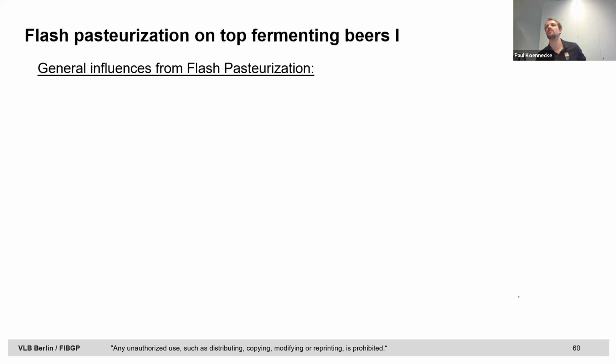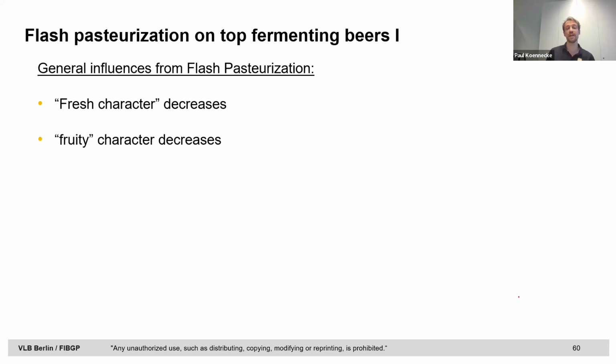When you want to flash pasteurize top fermenting beers, which are also turbid, which I have to say before that, you see that the fresh character decreases when you have this flash pasteurization. Also, the fruity character decreases, because some parts which form the fruity character are reacting with other molecules, and then they probably go under the flavor threshold.